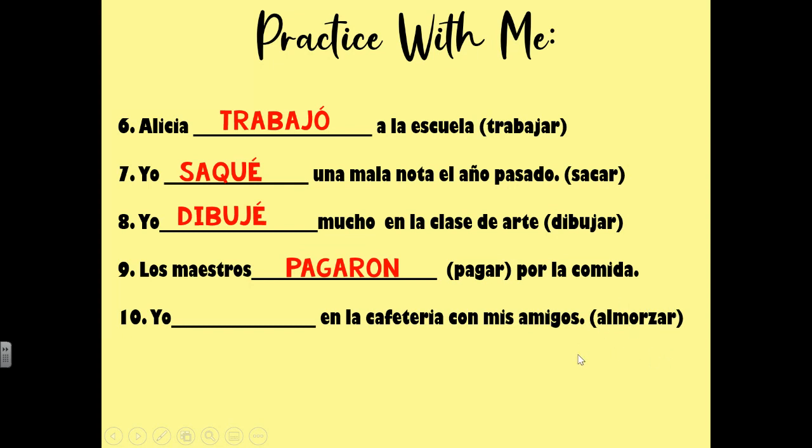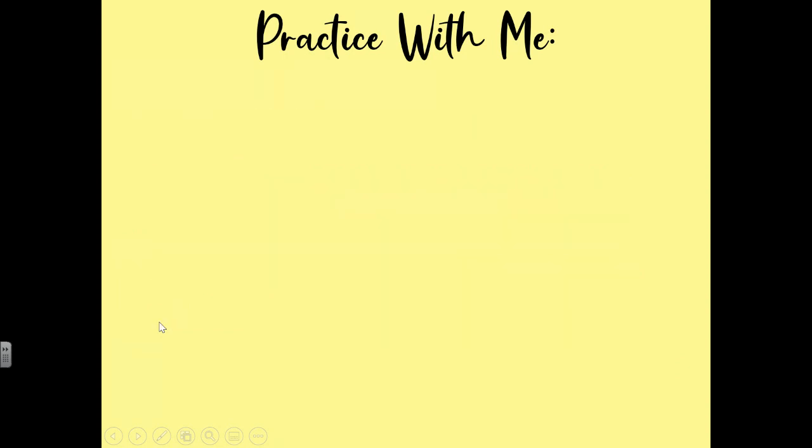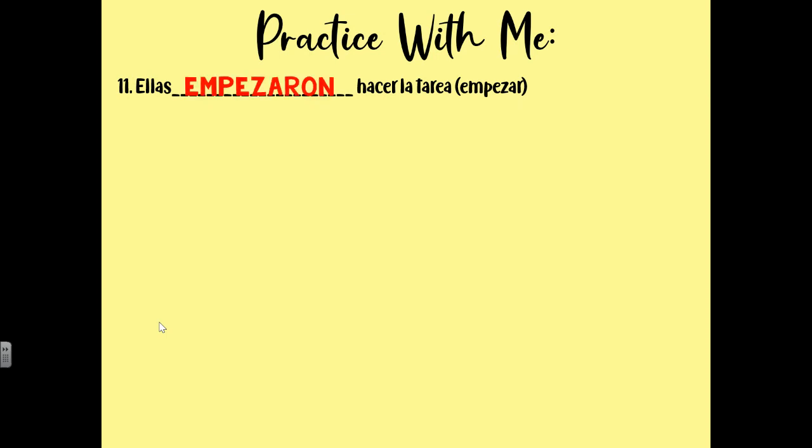Number 10, I ate in the cafeteria with my friends, or specifically, I ate lunch. So almorzar becomes almorcé. Make sure you put that spelling change on there. Zar verbs change to CE in the yo form. The last one's here. They began to do their homework. Empezaron.